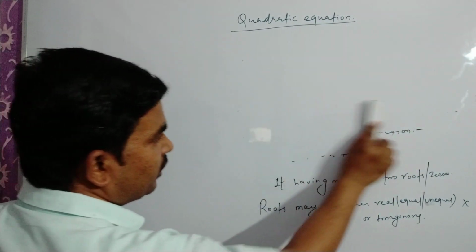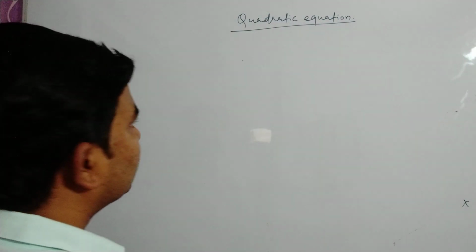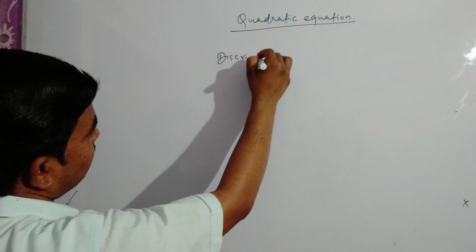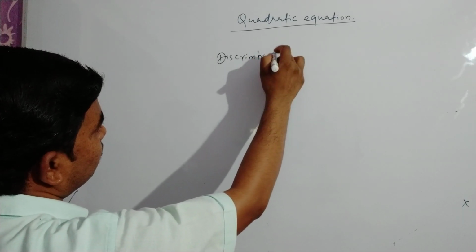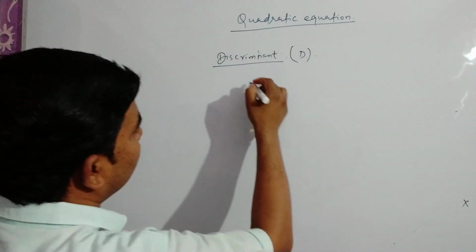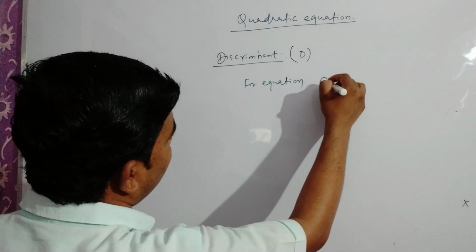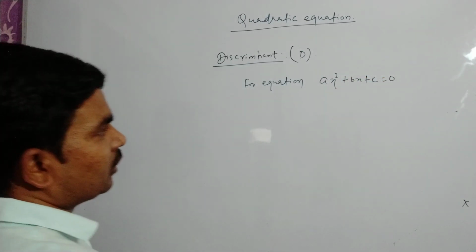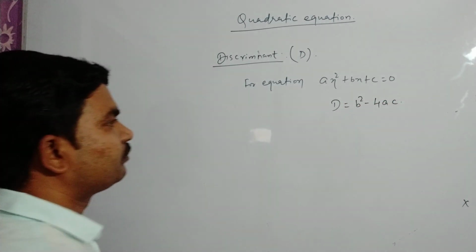If we're talking about the nature of roots, we will discuss the discriminant. This is called D. For the equation ax square plus bx plus c equal to 0, the discriminant D equal to b square minus 4ac.